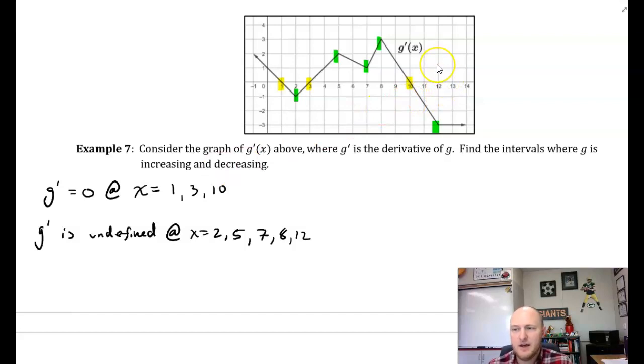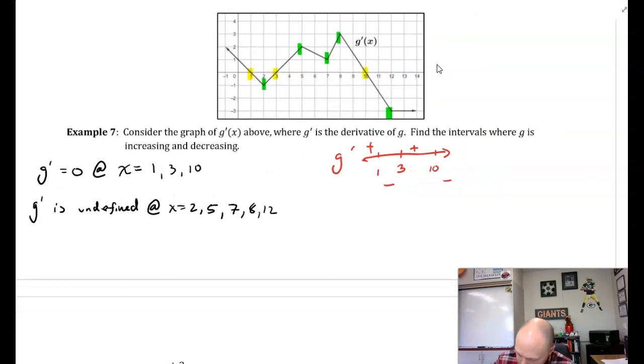If you're given a graph, I don't necessarily have to make a G prime sign chart, a number line. I know G prime is positive when it's above the x-axis, right? So I'm looking, when is G prime above the x-axis? Well, up until 1, it's positive. After 3, it's positive. That's where it's positive. Okay, where is it negative? When it's below. From 1 to 3 and from 10 on. Okay, so there's your statement.